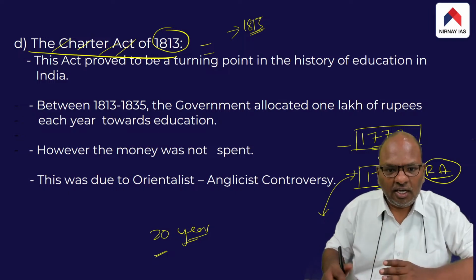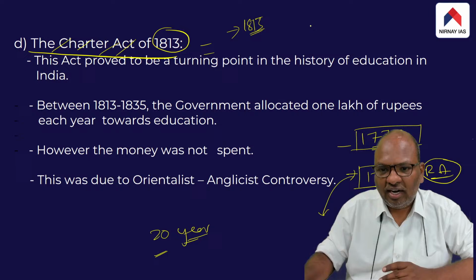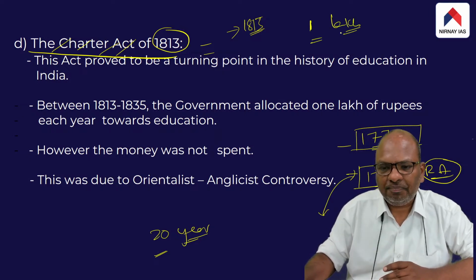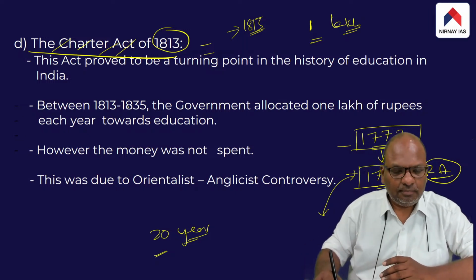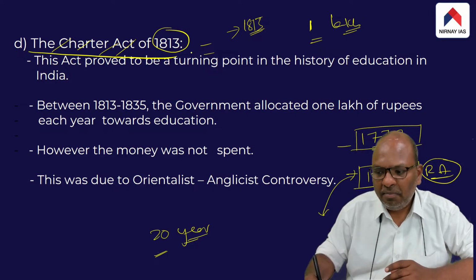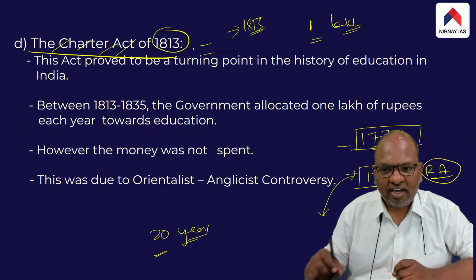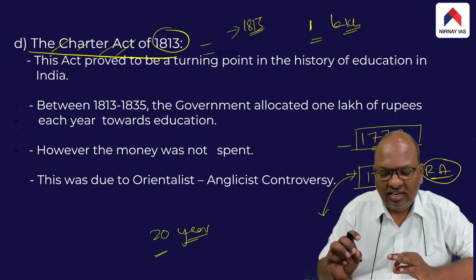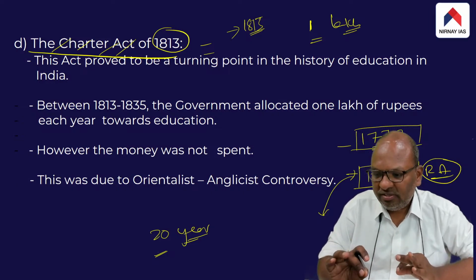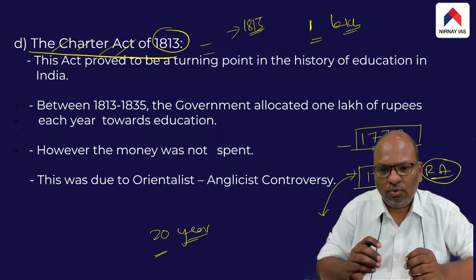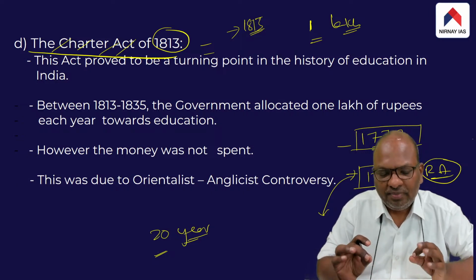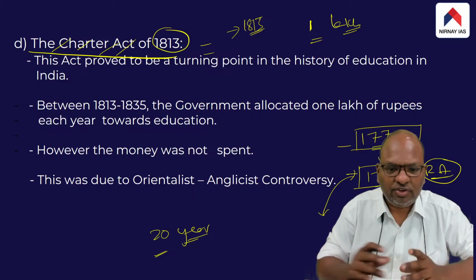And this act made it compulsory for the East India Company to spend at least 1 lakh of rupees annually towards education in India. The Charter Act 1813 made it compulsory for the East India Company to spend at least 1 lakh of rupees in India towards education, or towards the establishment of educational institutions in the country.